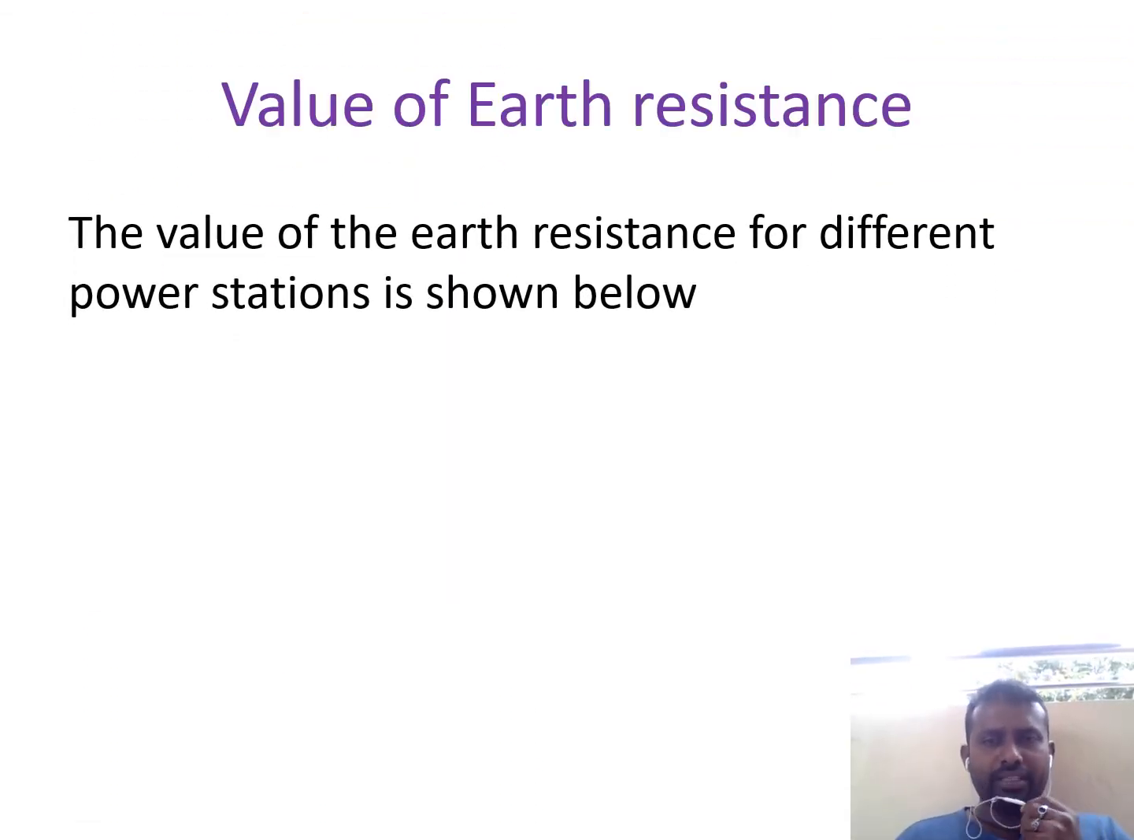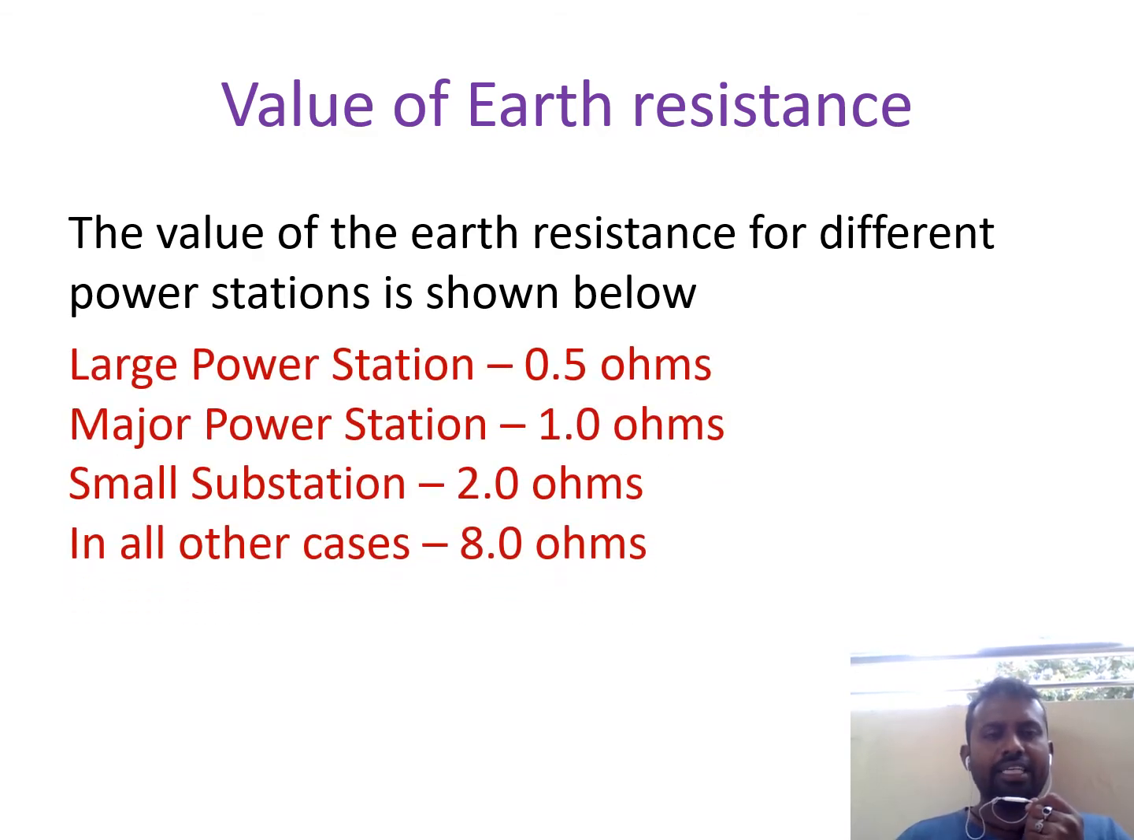The value of earth resistance as mentioned by NEC is different for different power stations. For large power stations it is 0.5 ohms, for major power stations it is 1 ohm, for small substations it is 2 ohms, and in other cases it is 8 ohms.